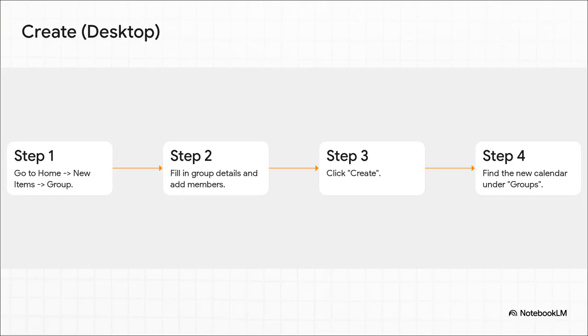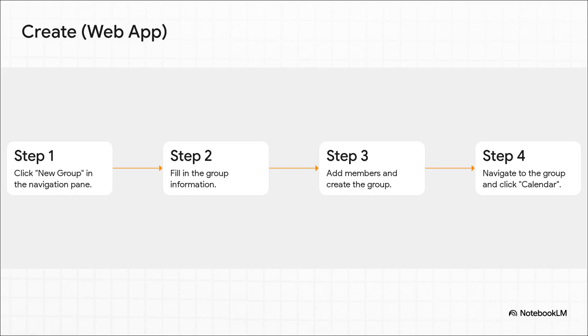For all you desktop app users out there, this is a super quick 4-step deal. You just start on the Home tab, go create a new group, you fill in the details like the name and who's in it, and boom, you click Create. Your group calendar gets made automatically, and it'll pop right up in your calendar view under the Groups section. Simple as that. And hey, if you're someone who lives in the Outlook web app, don't worry, the process is just as smooth. You'll spot the New Group button over in the main navigation pane.